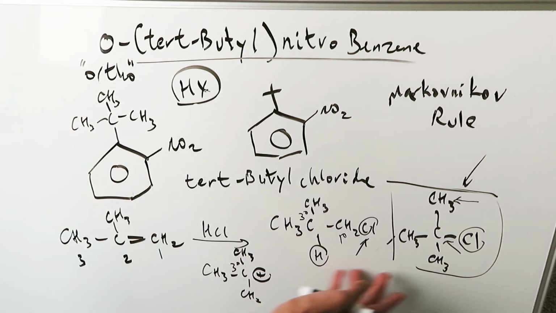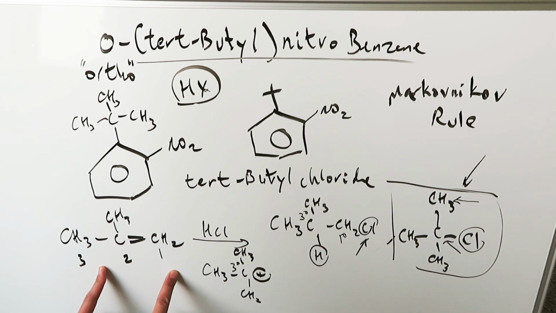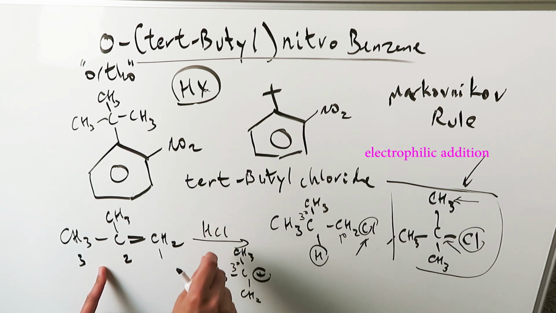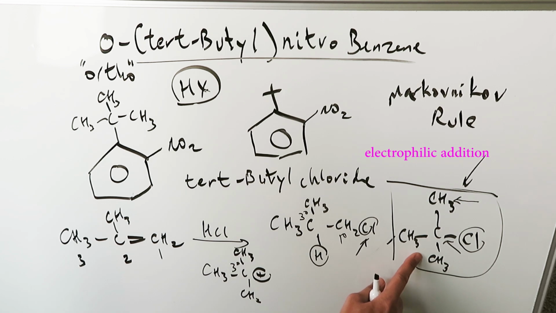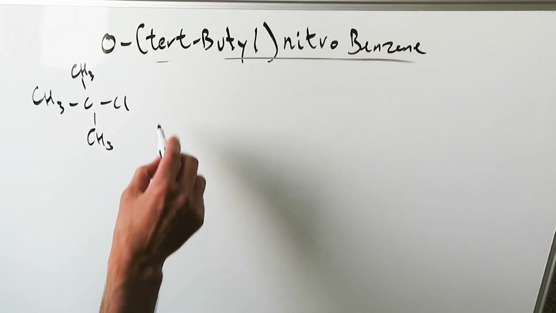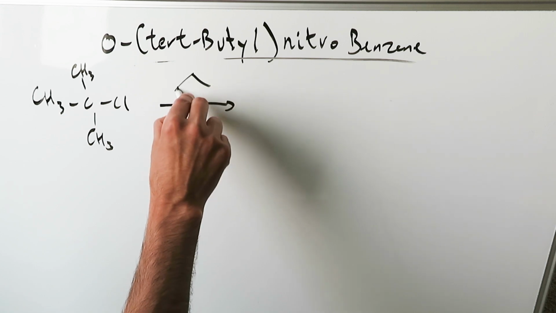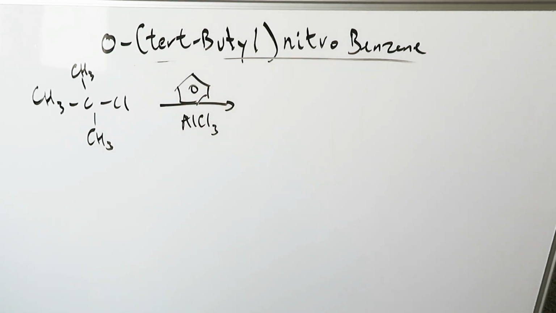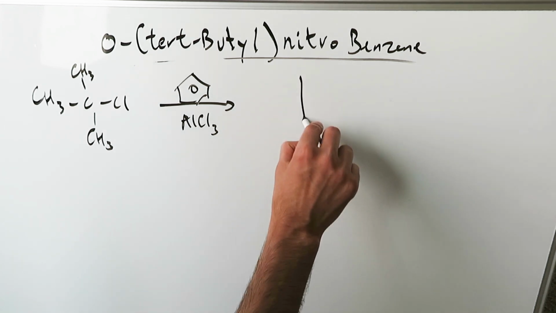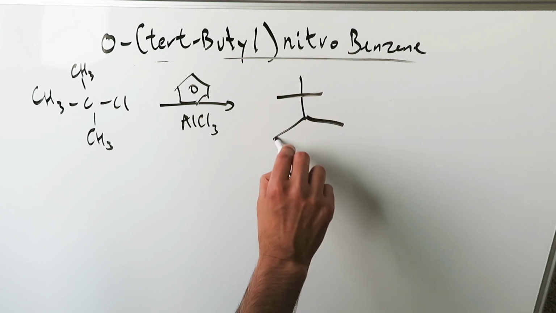So how does tertiary butyl chloride develop? From your 2-methyl propene reacted with hydrochloric acid in a Markovnikov rule addition reaction, you're gonna generate tertiary butyl chloride. Now I have my tertiary butyl chloride. I'm gonna react it with the benzene ring, in the presence of a Lewis acid, aluminum chloride, in a Friedel-Crafts alkylation reaction to form tertiary butyl benzene, and I'm just representing it as this.